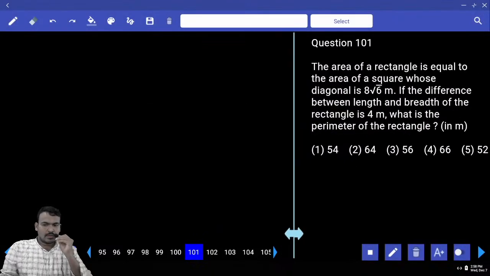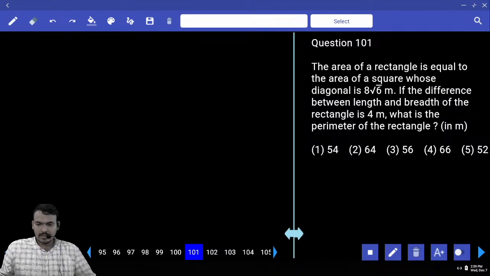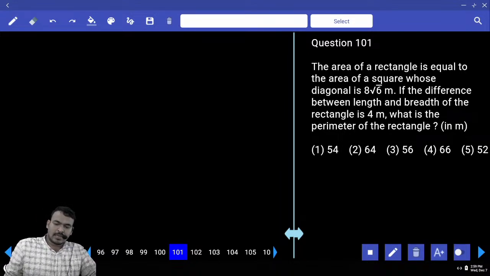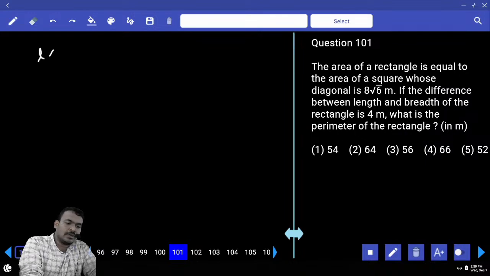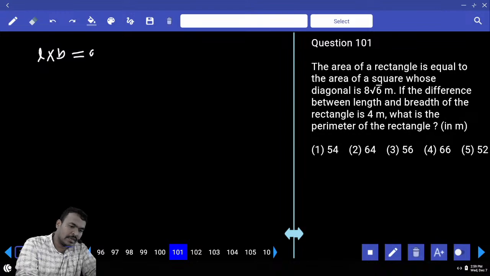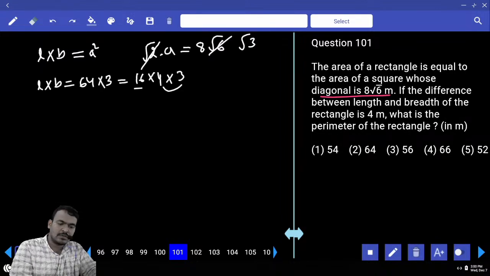1. The area of a rectangle is equal to the area of a square whose diagonal is given as 8 root 6 meters. If the difference between the length and breadth of a rectangle is 4 meters, what is the perimeter of the rectangle? Area of a rectangle means L into B, that is equal to the area of a square, and what is the area of the square remaining?